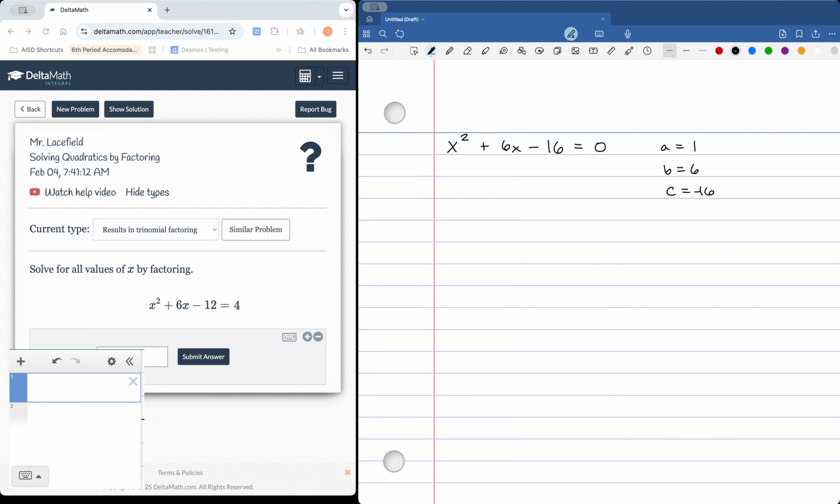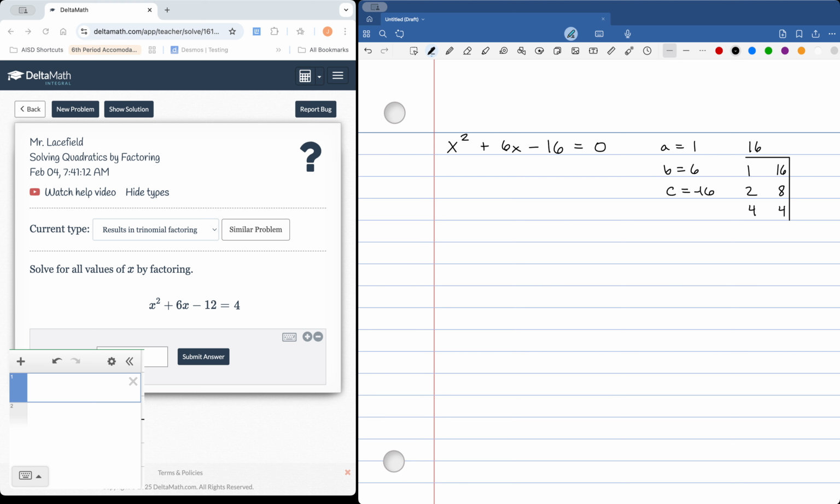Okay, and then we're going to take factors. We need factors of a times c, which is just 1 and negative 16. So we're going to do factors of 16. Okay, that's going to give us a sum of 6. So we need to do 1 and 16, 2 and 8, and then 4 and 4.